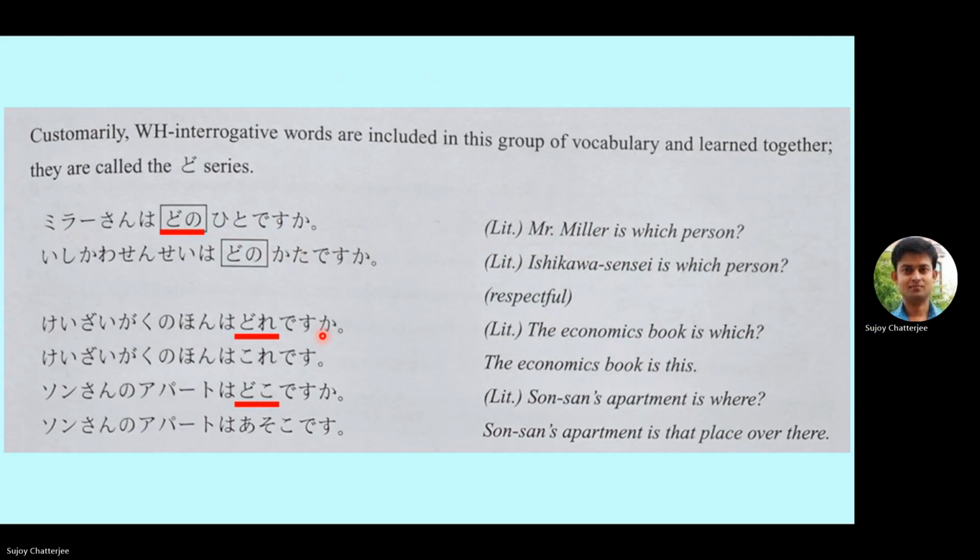So let's go through these examples one more time. Mira-san wa dono hito desu ka? Ishikawa sensei wa dono kata desu ka? Keizai gaku no hon wa dore desu ka? Keizai gaku no hon wa kore desu. The economics book is this. Then, Son-san no apato wa doko desu ka? Son-san's apartment is where? Son-san no apato wa asoko desu. Son-san's apartment is that place over there. So it's not nearby.